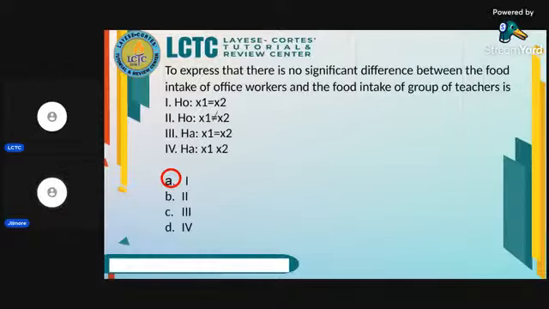The null hypothesis is not like this. H sub A, alternate hypothesis, uses the not equal sign. The alternate hypothesis will always be stated in a positive form. There is a significant difference. H sub A, stated in a positive form, affirmative form, alternate hypothesis.